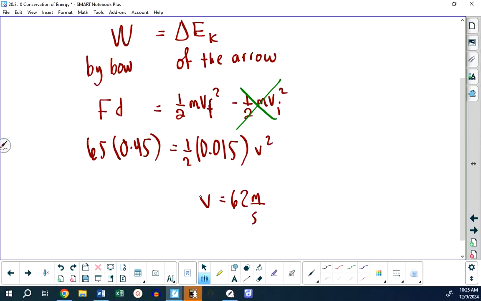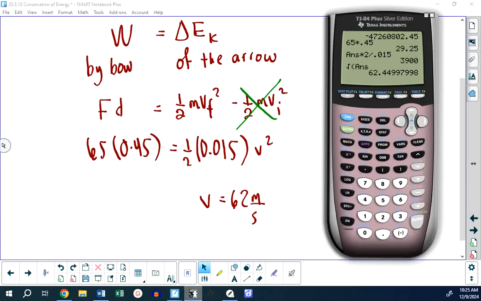About 200 kilometers per hour, a little bit more. We times that by 3.6. About 225 kilometers per hour.